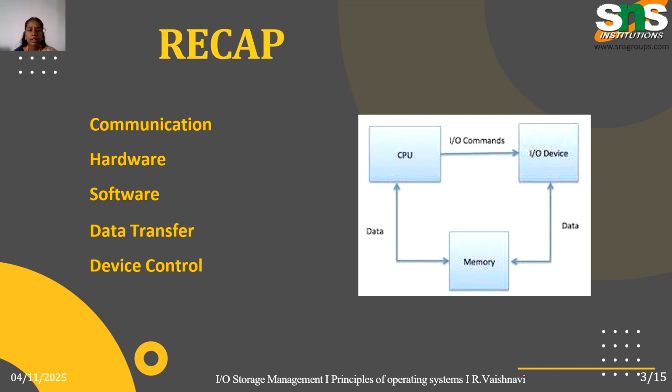In the recap, last class we saw the input-output systems overview. There we saw hardware systems, software systems, data transfers, and device controls. Here we have the diagram for that session. We have the CPU, input-output devices, and the memory. The CPU gives input-output commands to the input-output devices. From the input-output devices, data is communicated with the memory, and then it communicates with the CPU.